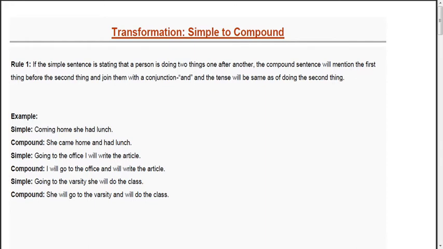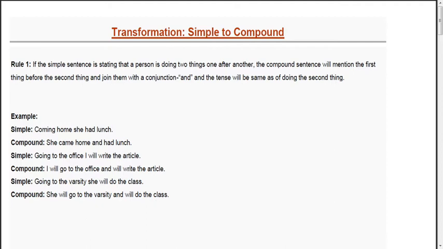She came home, and the second action is she had lunch. That's all. Second example: going to the office, I will write the article. If we want to change it, same case, two actions here: going to the office and writing the article. So we'll write the first action, I'll go to the office, and we'll write the article.